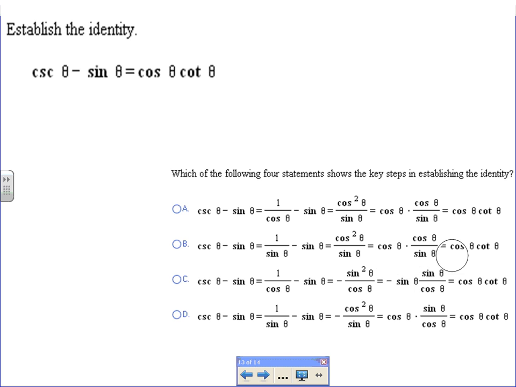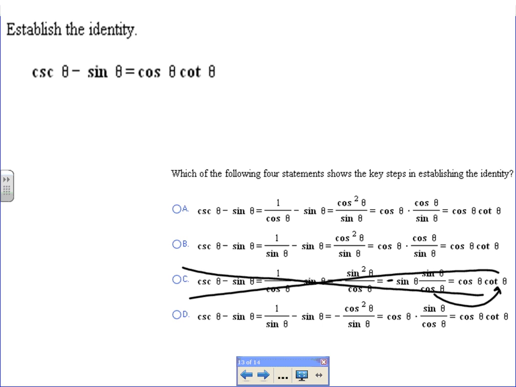Now look at the next one real close. They've got here negative sine times sine over cosine. Now sine over cosine though, check that out. Sine over cosine is not cotangent. So that's not working out there, and that's going to eliminate choice C for me. Now on choice D, kind of the same thing here. They have sine over cosine as being cotangent, and sine over cosine is not cotangent, it would be tangent.